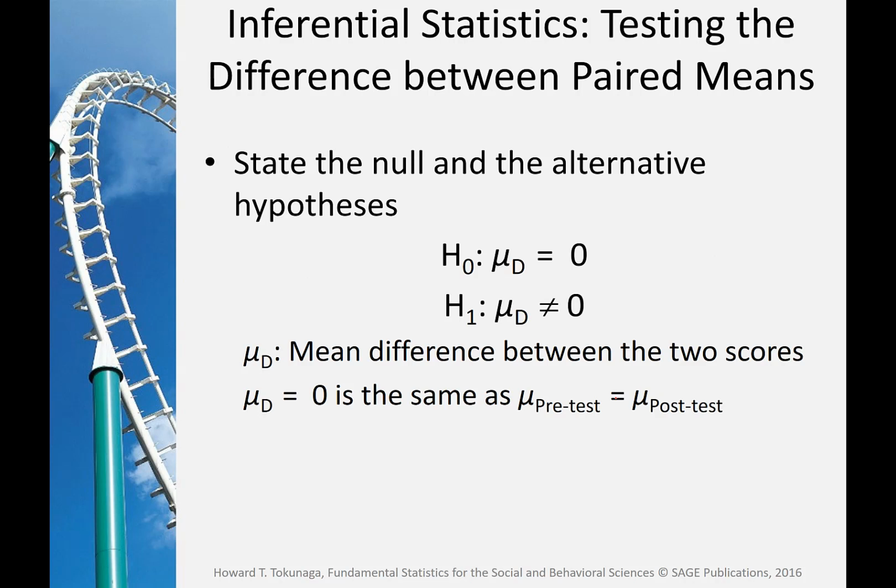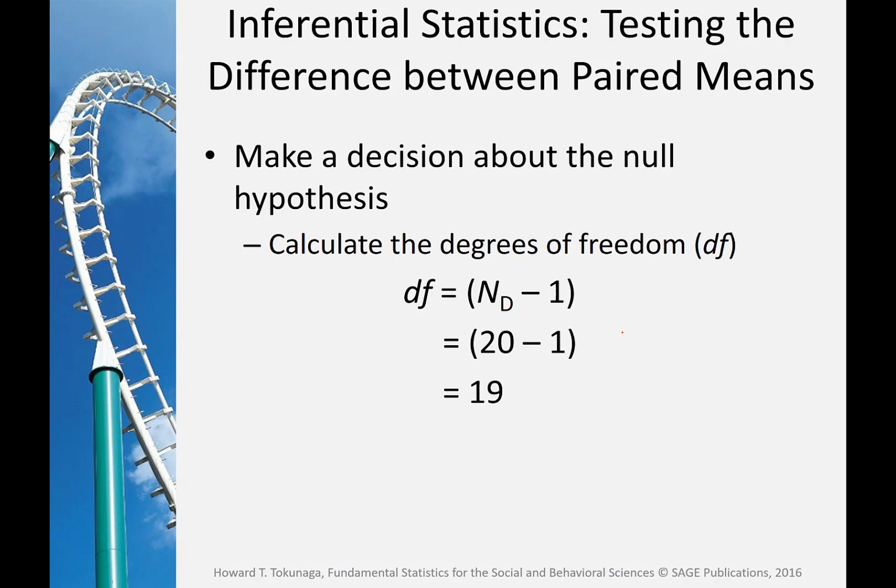The null hypothesis is that the average difference would be 0. The alternative hypothesis is that the average difference is not 0, because we should have observed some change between the two times within the groups. Degrees of freedom, n minus 1. Again, we have one difference. We've calculated one sample mean.